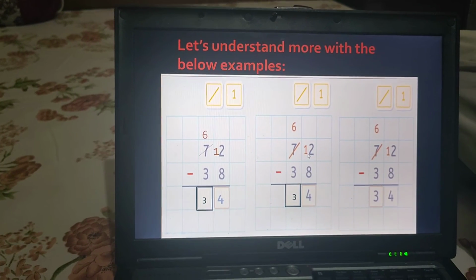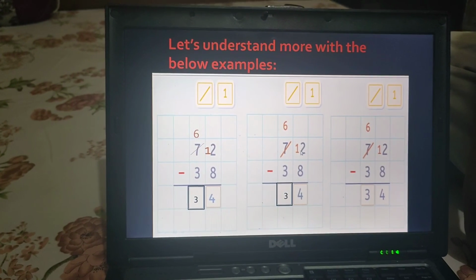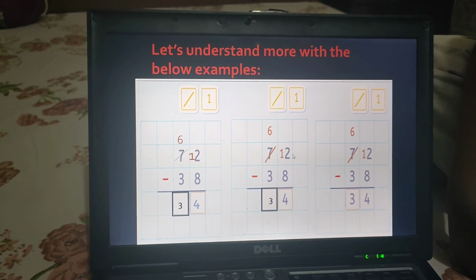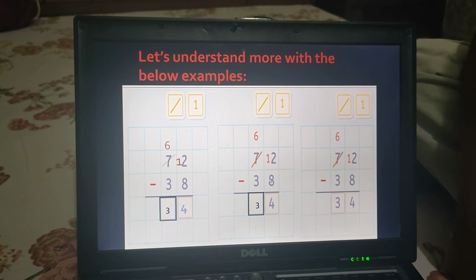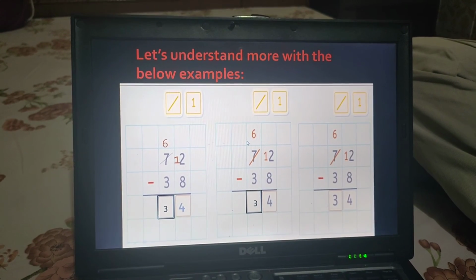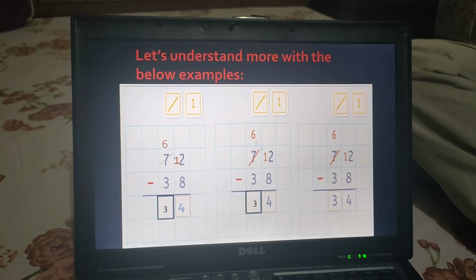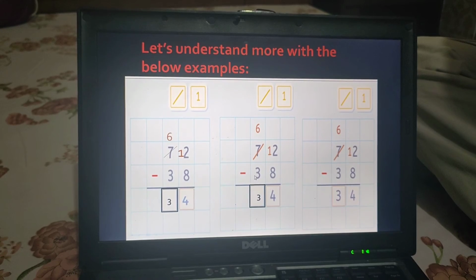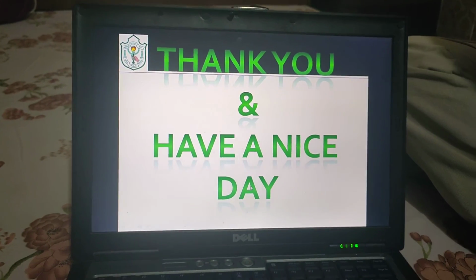Let's check this example. Again this is the same. So again we'll do the same. We'll borrow 1 from 7. This will become 12. 12 minus 8 is equal to 4, and 7 will become 6 because we have borrowed 1 and given it to 2. So this will become 6. 6 minus 3 is equal to 3.